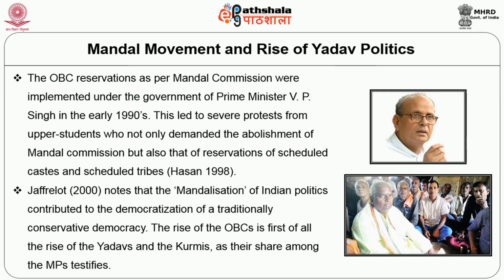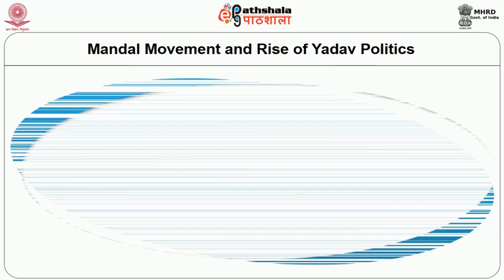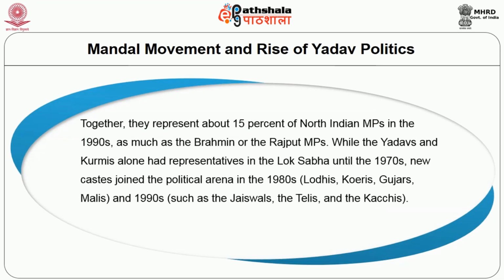The rise of the OBCs is first of all the rise of the Yadavs and the Kurmis, as their share among the MPs testifies. Together they represent about 15% of the North Indian members of Parliament in the 1990s, as much as the Brahmin or Rajput members of Parliament.